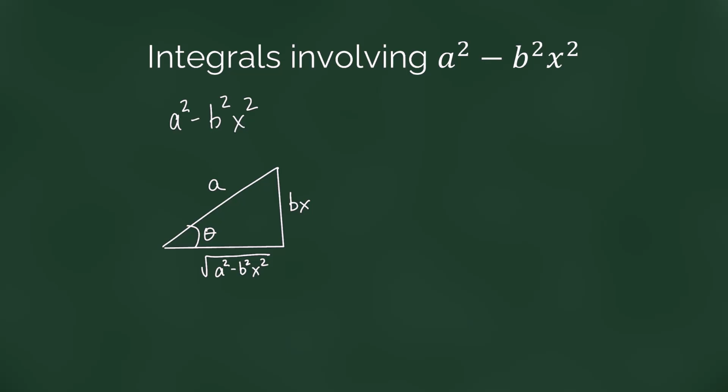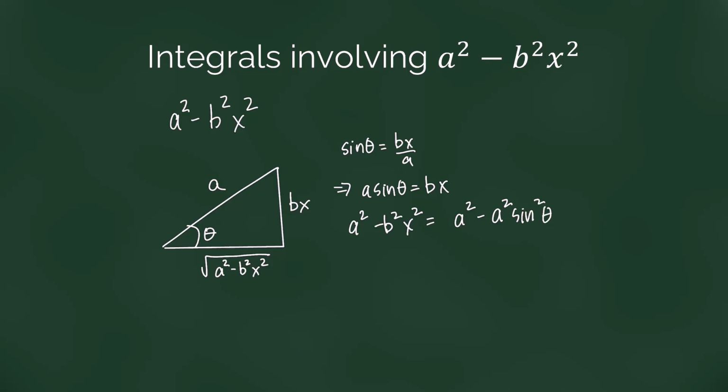We can then look at the triangle and see that the sine of theta is going to be equal to opposite over hypotenuse, which is bx over a. That tells us then that a times sine theta is equal to b times x. That then gives us that a squared minus b squared x squared is equal to a squared minus a squared sine squared theta. We can use some Pythagorean identities now. By factoring out the a squared, we get 1 minus sine squared theta, which becomes a squared times cosine squared of theta.